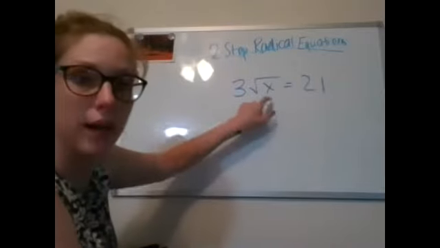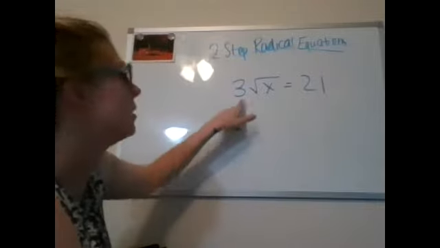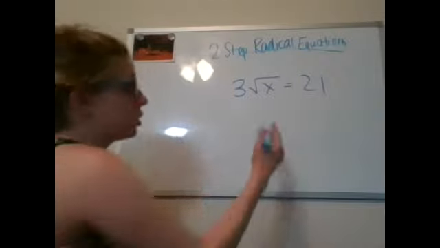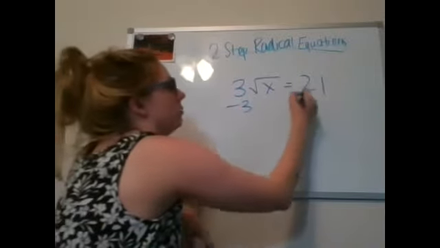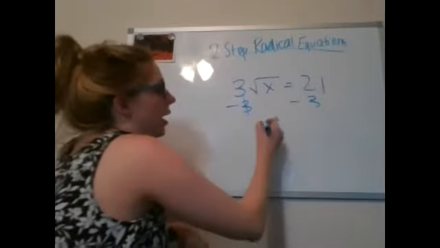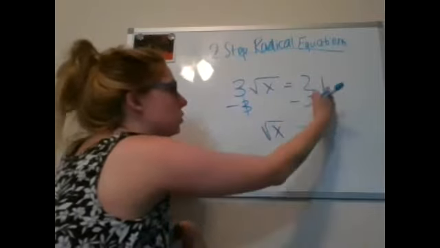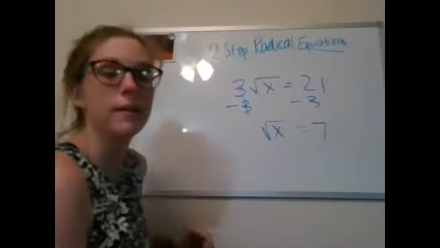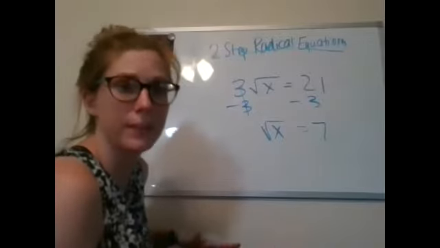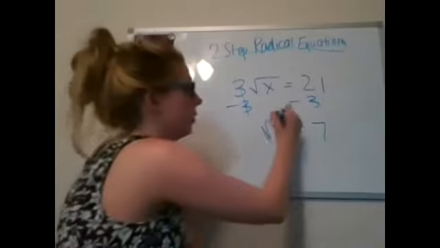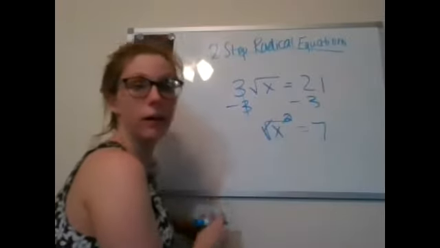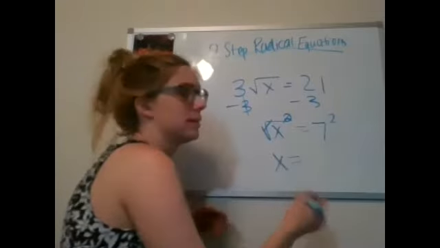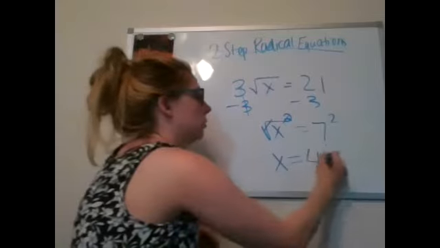This 3 is outside of our square root, so we're going to get rid of that first. Because it's just next to it, that means it's being multiplied. The opposite of multiplication is division. So we're going to divide each side here by 3. And we're left with the square root of x on this side. 21 divided by 3 is 7. Okay, now we have a square root this time. The opposite of a square root would be squaring it. So on this one, we just have to square to get rid of that. If we square this side, then we have to square this side. So we're left with x equals 7 squared, which is 49.